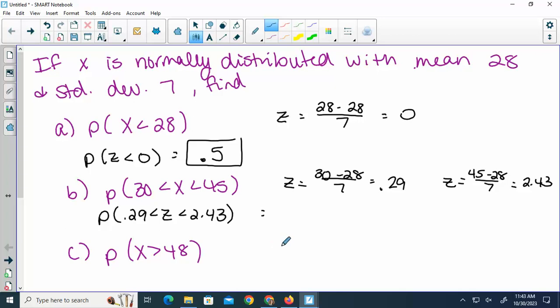So you look up the 2.43 first, and that probability is 0.9925. Then we subtract off the 0.29, which is 0.6141. Subtract those and we get 0.3784.